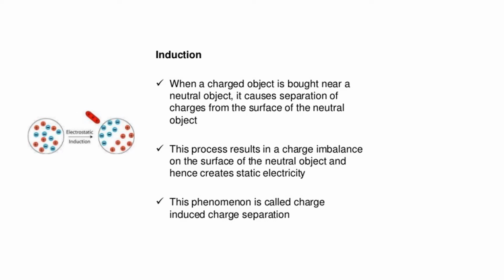Next is induction. By the induction method also, static charges are created. When a charged object is brought near a neutral object, it causes a separation of charges from the surface of the neutral object. This process results in a charge imbalance on the surface of the neutral object and hence creates static electricity. This phenomenon is called charge induced charge separation.